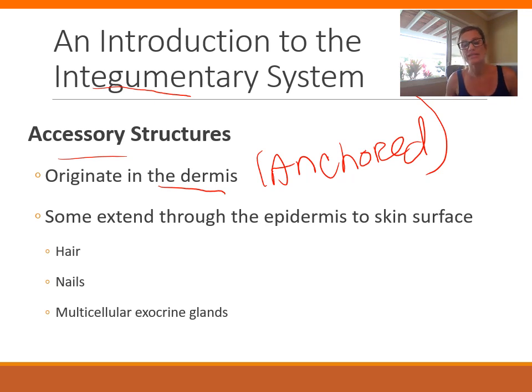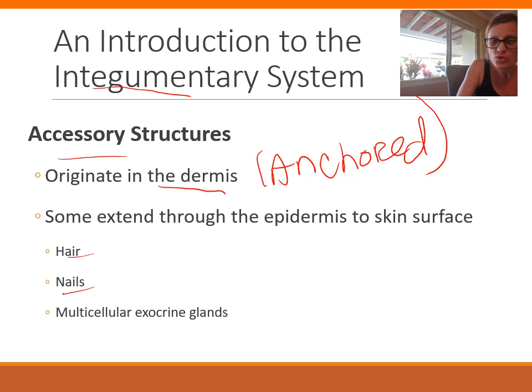Some of them will extend up through the epidermis to the skin surface, and some will actually even extend past the skin surface. So hair, for example, right? The hair originates down in the dermis, and then it goes up through the epidermis, and then it continues past the surface of the skin. The same thing with the nails. Nails are accessory structures that extend past the surface of our skin.